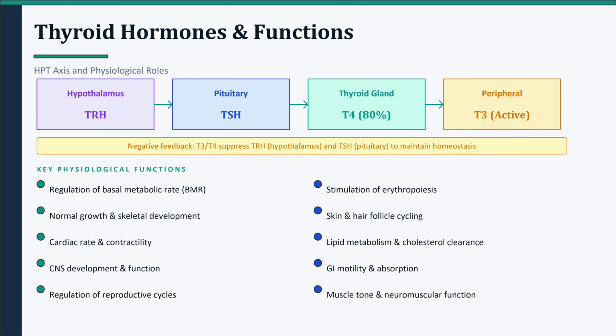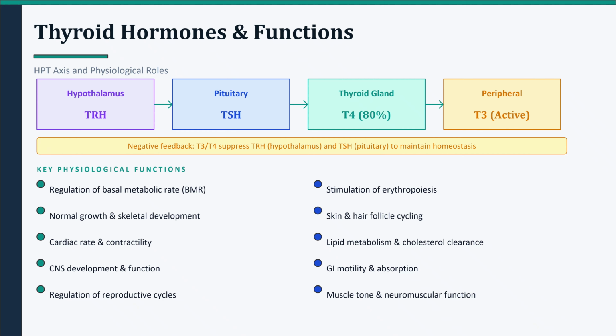Now, let's talk hormones. Let's trace the hypothalamic pituitary thyroid axis, the HPT axis. It works like a chain of command. At the top is the hypothalamus, which releases thyrotropin releasing hormone. Thyrotropin releasing hormone signals the anterior pituitary to release thyroid stimulating hormone. TSH then acts on the thyroid gland, stimulating it to produce and release thyroid hormones, predominantly T4, which makes up about 80% of what the thyroid secretes. T4 then gets converted in the peripheral tissues, mainly in the liver and kidneys, into the active form T3, which is about 3 to 5 times more potent than T4.